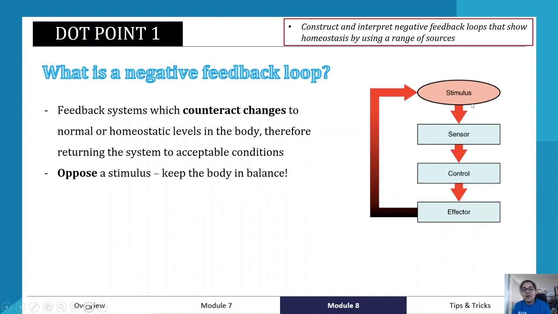So what happens is we've got a stimulus, which is the change that is happening. Something has happened, that's a stimulus. Then we've got sensors in the body. Now, sensors could be, for example, those receptors that we just looked at a second ago. And then we've got a control center. And the control center is going to then dictate how we react to it and send the signals to the effector. And as a result of that, we're then going to see the change being counteracted.